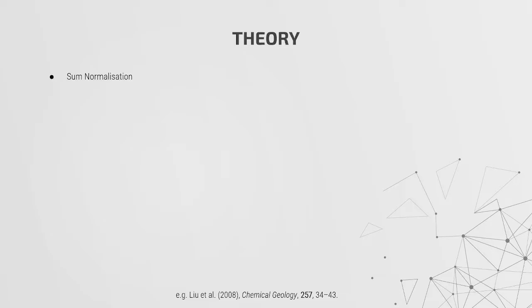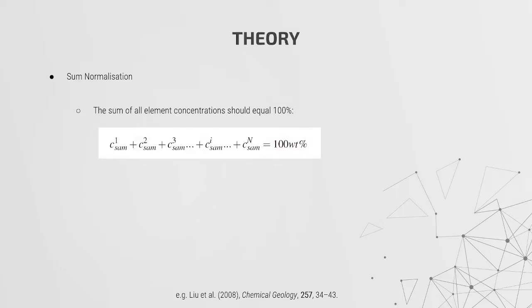This brings us to sum normalization. The idea behind this, and I think the first paper that described this came out in about 2000, but the most popular one is this Liu et al. paper from 2008. And the idea behind this is that the sum of all element concentrations in our sample should be equal to 100 weight%. It just makes sense that if you add up all the concentrations, then they should come to 100%. We can express this as the sum of all concentrations being 100 weight%.